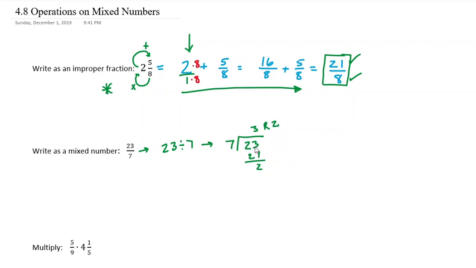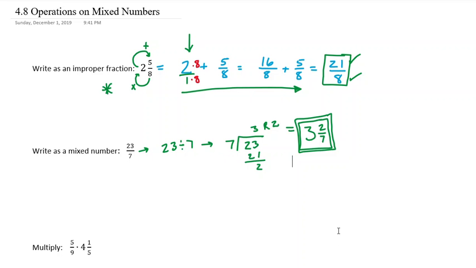23 divided by 7 is 3, remainder 2. Well, what does that really mean? Well, that means 3 wholes plus 2 sevenths, or 3 and 2 sevenths. That is the mixed number form of 23 sevenths, which is in improper form. Okay, so that's how you go from mixed numbers to improper fractions, and improper fractions to mixed numbers.